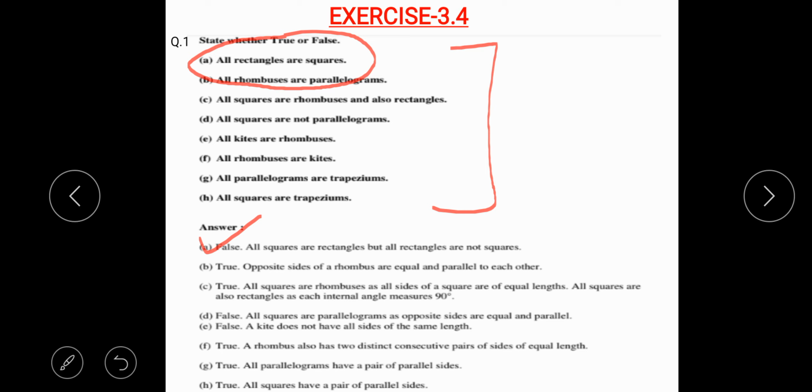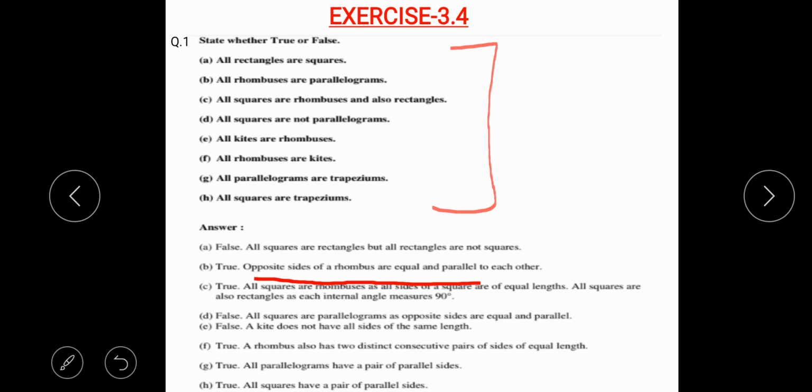Because all squares are rectangles. I already explained this in the definition. All squares are rectangles, but all rectangles are not squares. You should know about this. Now the second one, all rhombuses are parallelograms. Yes, because a rhombus is itself a parallelogram, because opposite sides of a rhombus are equal and parallel to each other.